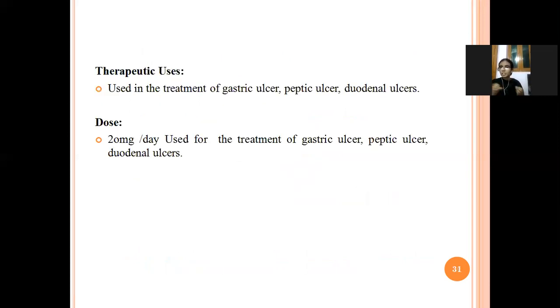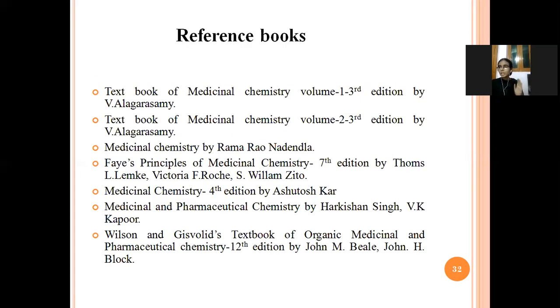Uses, it is used in the treatment of gastric ulcers, peptic ulcers, and duodenal ulcers. Dose 20 mg per day should be taken for the treatment of gastric, peptic, and duodenal ulcers. So these are the drugs which come under the H2 antagonist. So these are the references for this topic, that is H2 antagonist.